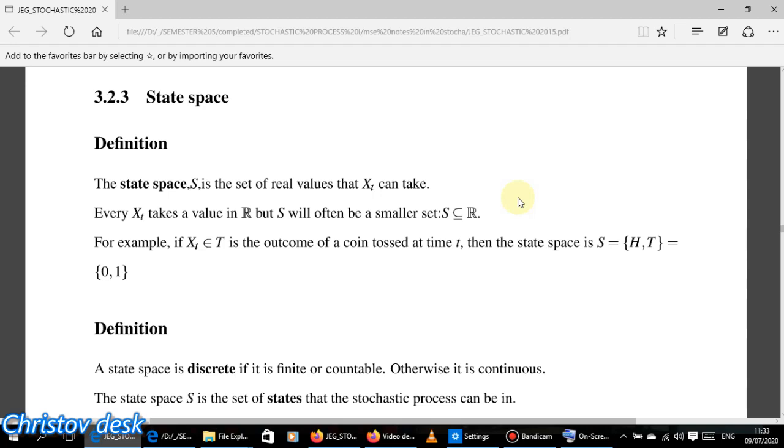So I think that is it. We'll continue from state space.